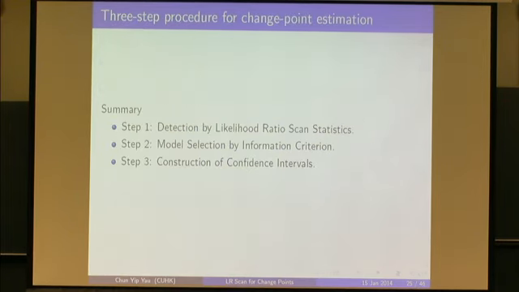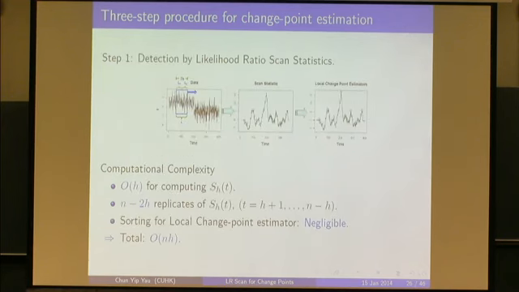So just a quick look at the computational complexity. We have 3 steps: detection, model selection, and construction of the confidence interval. For the first step, I use a scanning window to detect all the change points. I need only order h for computing one scan statistic, and I scan it n minus 2h times, so altogether it is of order nh.